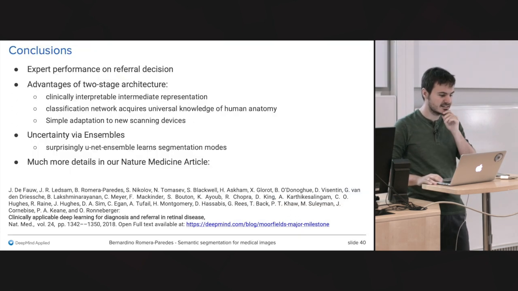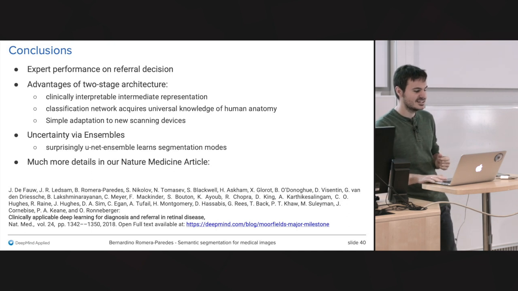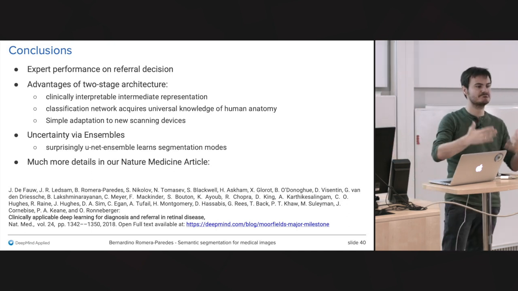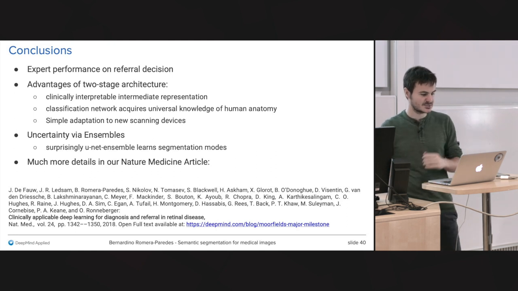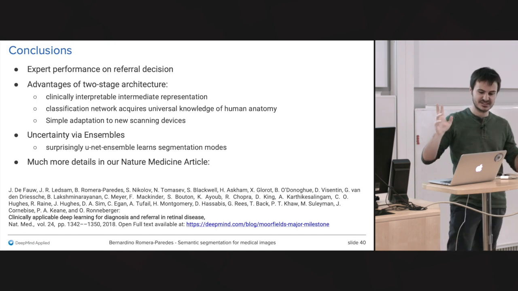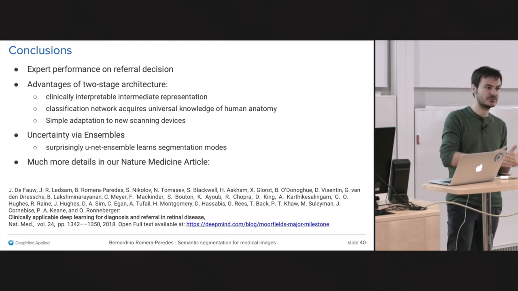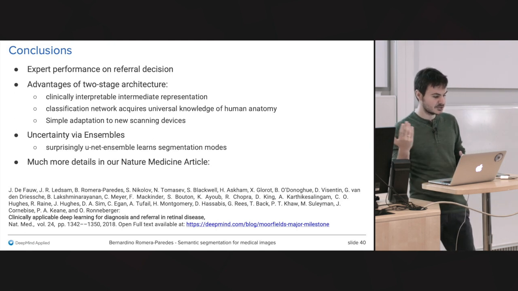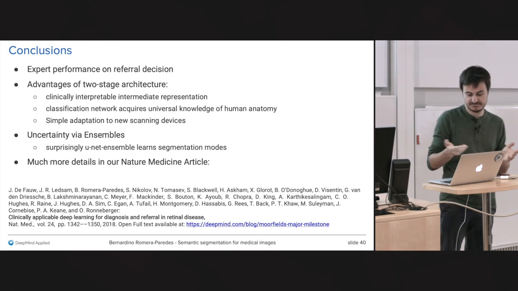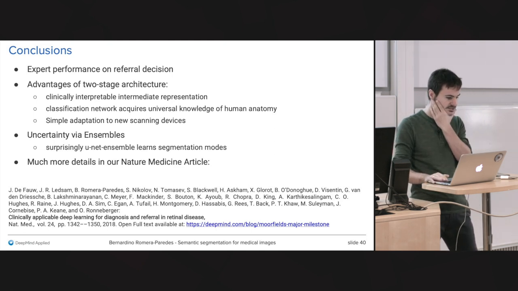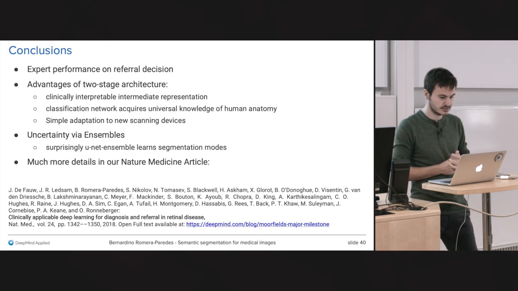So, conclusions about this project: we get expert performance on referral decision, and we did so by using a two-stage architecture that allows us to have clinically interpretable representations of the input and of the decision made by the network. It also makes the classification network have this universal knowledge, which in turn allows a simple adaptation of our model to new scanning devices. Also, having ensembles in both the segmentation stage and the classification stage gives us some measure of how uncertain the model is with respect to its predictions. You can find more details in the article.